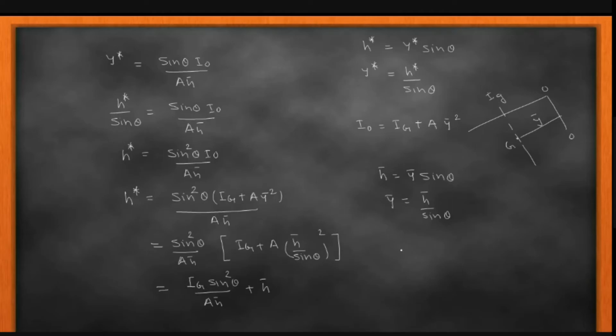So this is the final expression, that H star equals IG sine square theta divided by A H cut plus the H cut. And this is our expression for the center of pressure when your plane is inclined with the free surface at an angle of theta.